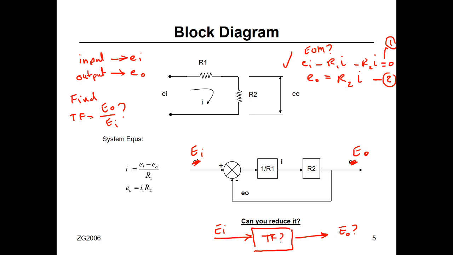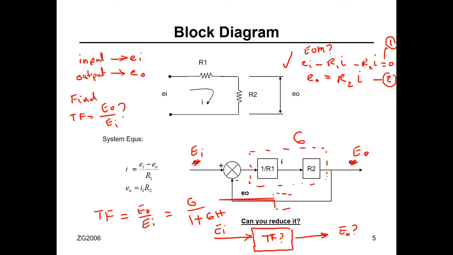So what is this transfer function? E out over EI. We will use chapter 4. It is G over 1 plus GH. What is G? G, the feed forward, everything here is G. And what is H? H, everything here, the feedback. One may say, I don't see any transfer function here. Well, it's number 1. This is your transfer function here, number 1, because if you multiply 1 by anything, it will be the same. So G is R2 over R1, over 1 plus R2 over R1 times 1, which is going to be the same.